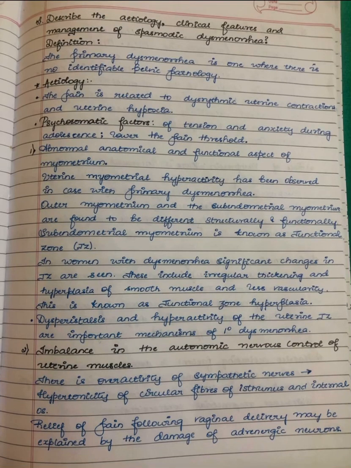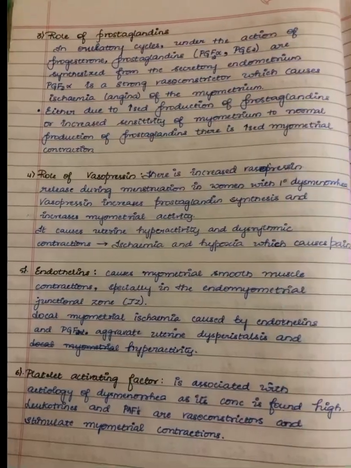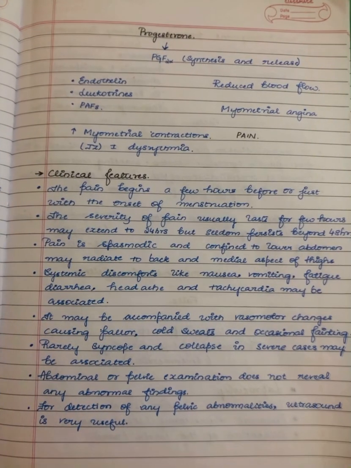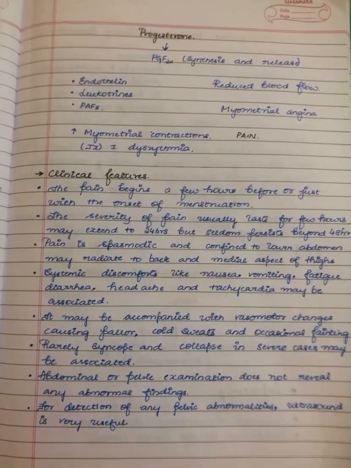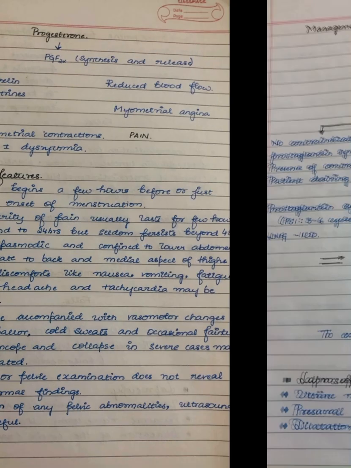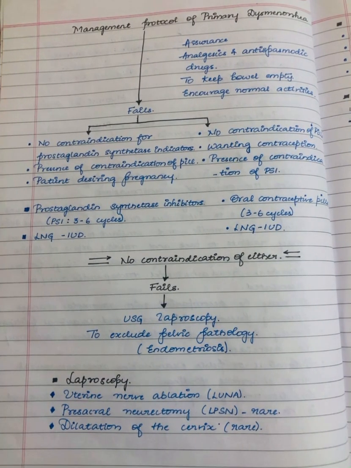Hello everyone. As a continuation to my chapter Dysmenorrhea and Disorders of Menstrual Cycle, this is the third video in which we are going to study about the management of spasmodic dysmenorrhea. Spasmodic dysmenorrhea, also called primary dysmenorrhea, we read about the etiology and clinical features. Now we have to continue with the management protocol of primary dysmenorrhea.